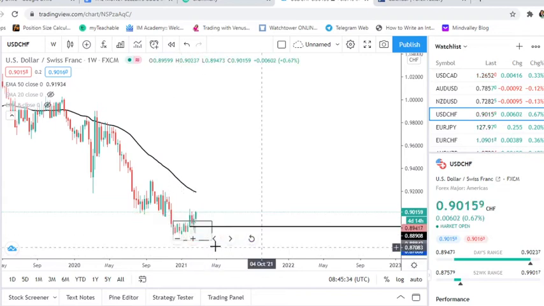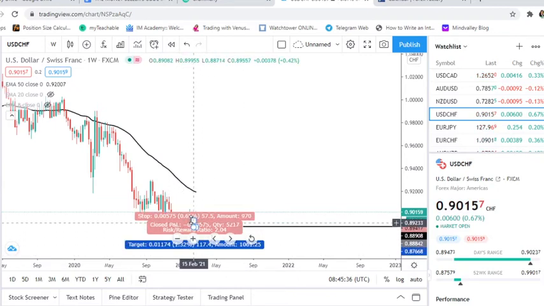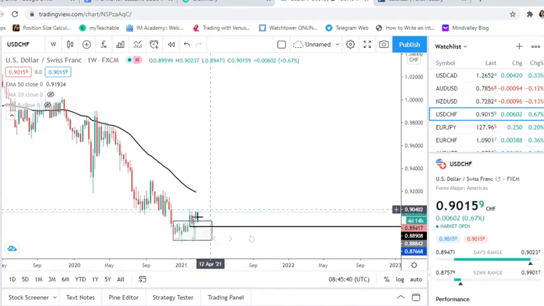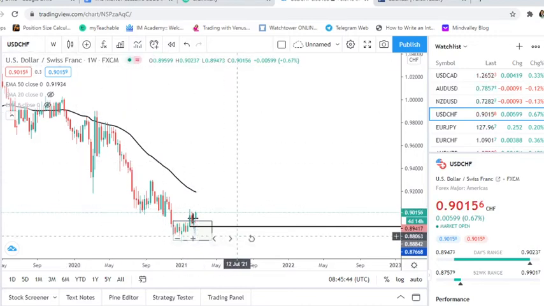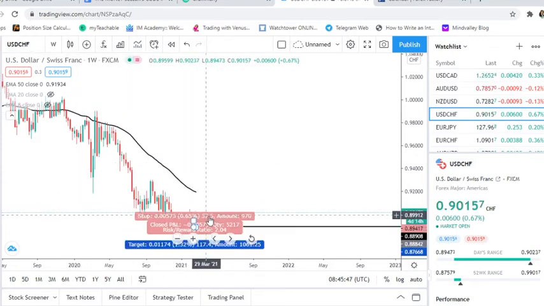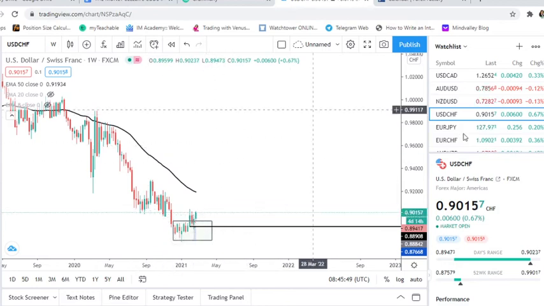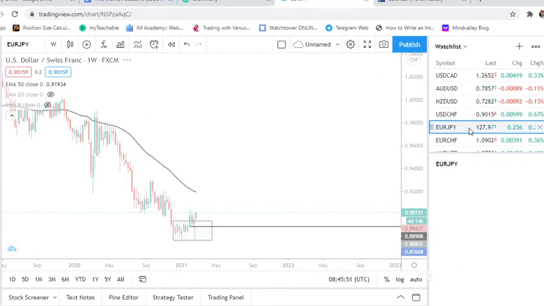Okay, so we have it out of this consolidating part. It closed above it, and then it looks like we have a retracement, and now it is continuing. USD CHF, so this is bullish. Neutral bullish is the bias on that.